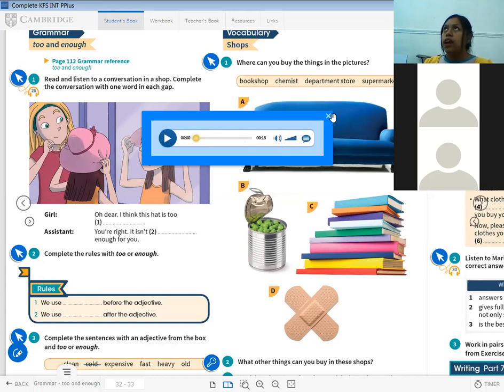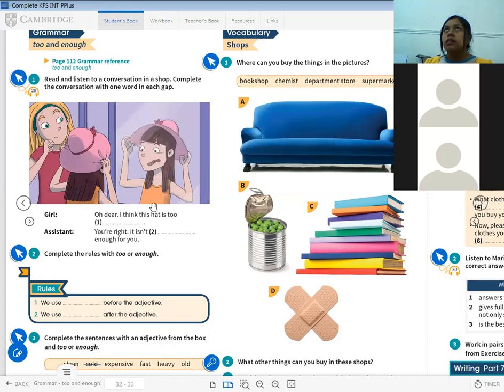Okay, do you have the answers? What word goes here? Too small. Okay, too small. And in this part, you're right, it isn't big enough. Okay, it isn't big enough for you.